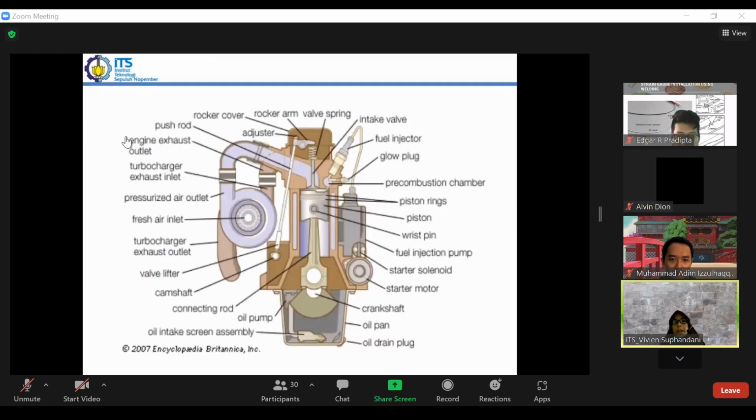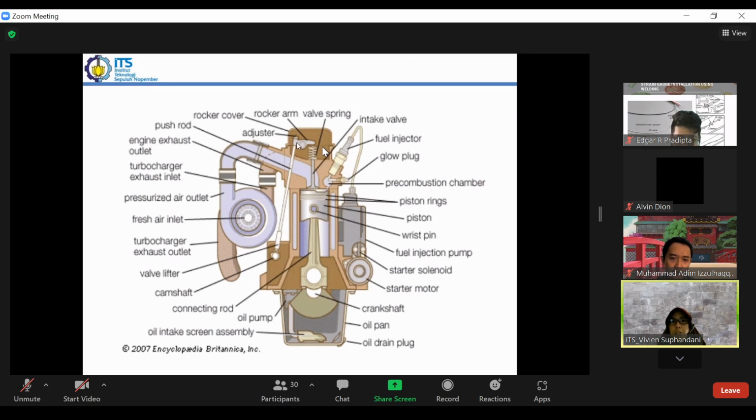And because it has a higher pressure ratio, a higher compression ratio, usually the temperature is hotter, so we have to provide sufficient cooling here. Also here we have a turbocharger, as we have discussed before, to provide fresh air into the cylinder.